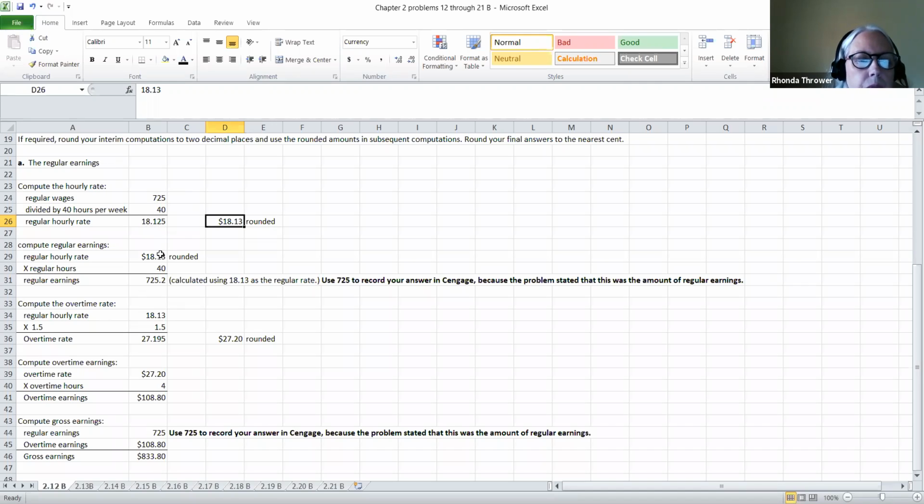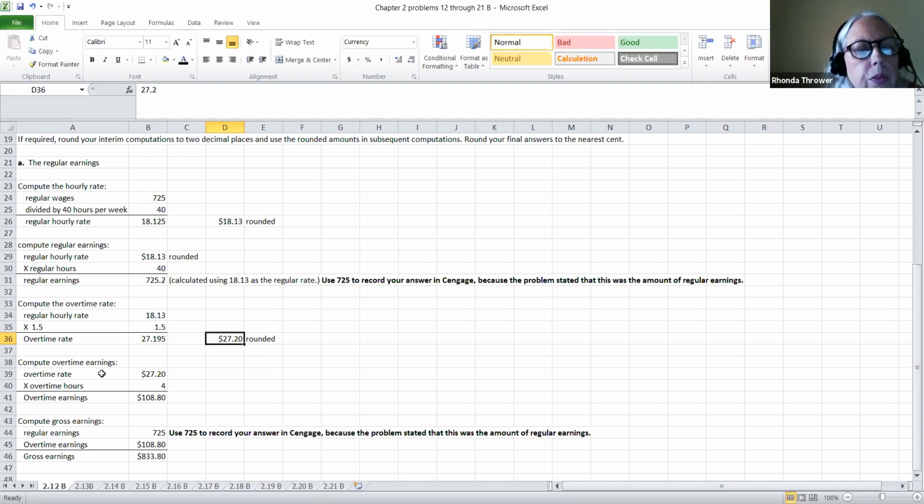And I've already done that for you here. Notice that this rounded part is the regular hourly rate. When you're computing the overtime rate, you're going to pay 1.5 times the amount of the regular hourly rate to get the overtime rate. So what we do is we multiply the regular hourly rate times 1.5, and that will give you the overtime rate. The overtime rate would be carried to 3 decimal points, and then we would round that back to 2 places, or as dollars and cents.